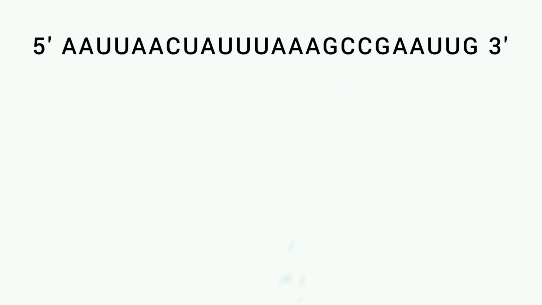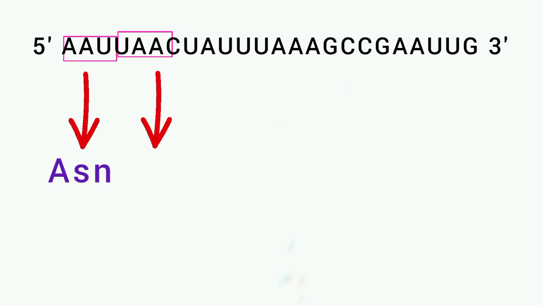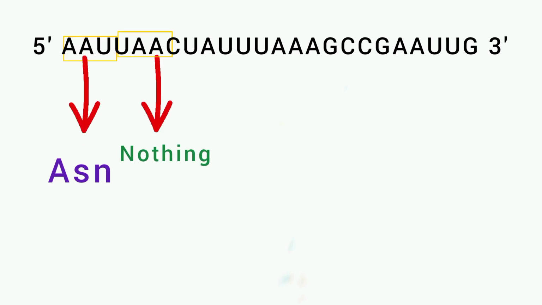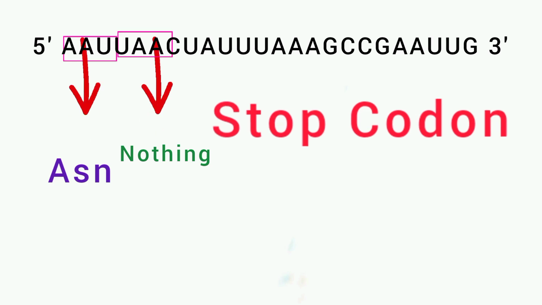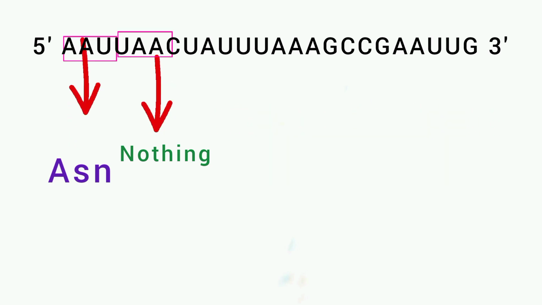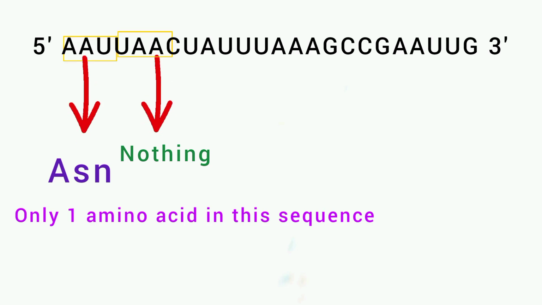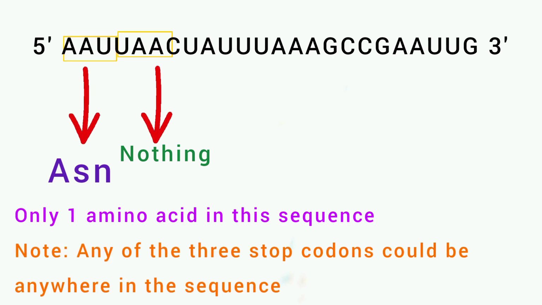Let's try and translate this long piece of information. AAU, we already know the answer. What is AAU? Yes, asparagine. The next codon is UAA, and UAA is, we'll check. I will not tell you. What do you think it is? It's nothing. Yes, because it is a stop codon. You will remember we talked about 3 stop codons, and because of that, the translation is going to stop. We're just going to have only 1 amino acid in this long sequence. Any of the 3 stop codons could be anywhere in the sequence, and immediately you get to a stop codon, you should stop translating. That's the key.